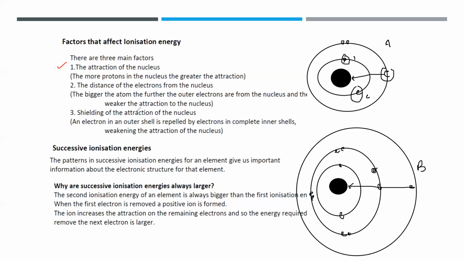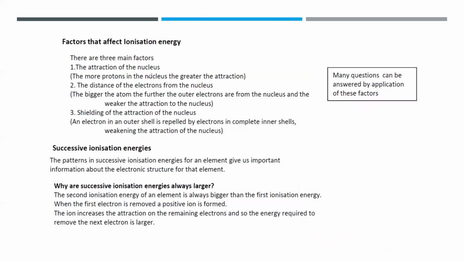Shielding effect: an electron in the outer shell is repelled by the electrons in the inner shell, which weakens the force of attraction from the nucleus. That's why a higher shielding effect means lower ionization energy. Attraction of the nucleus is directly proportional to ionization energy: stronger attraction, higher ionization energy. Distance from the nucleus and ionization energy are inversely proportional, and a greater shielding effect means smaller ionization energy, also inversely proportional.